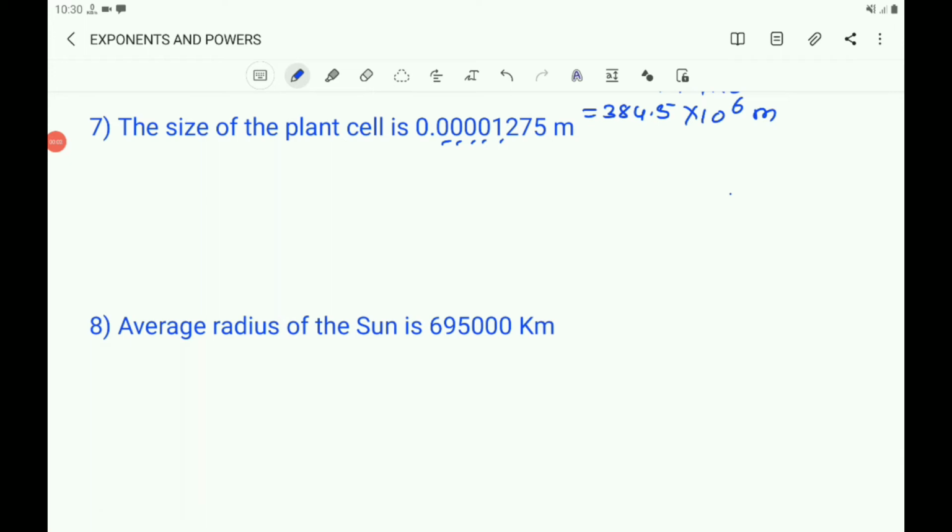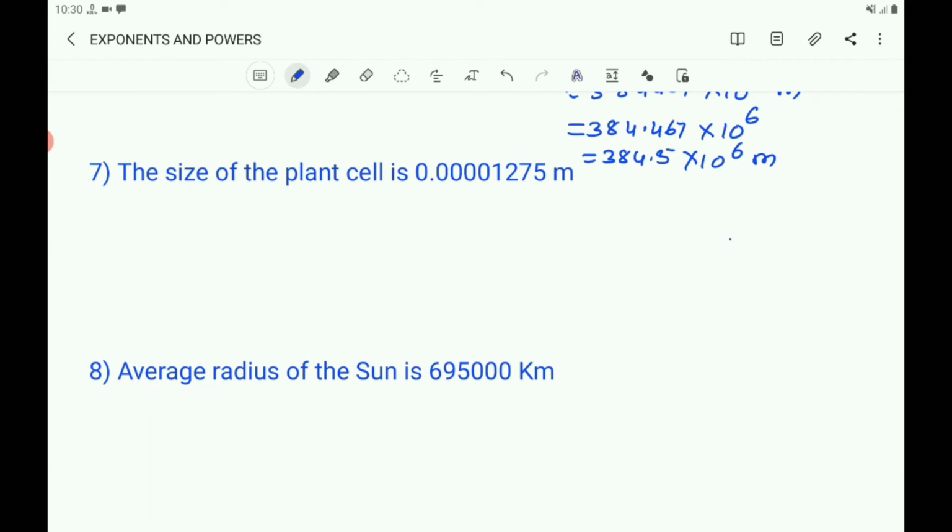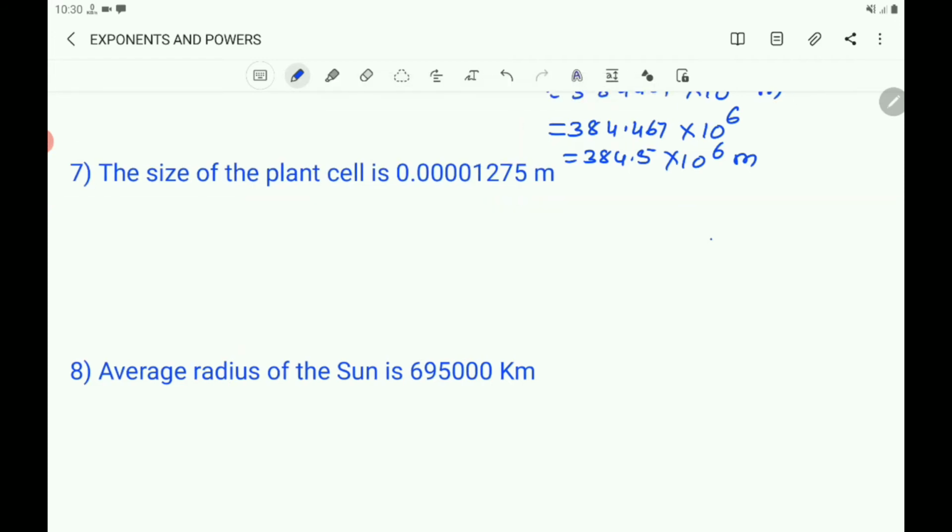Now the 7th one, the size of the plant cell is 0.00001275 meter. If you want to express this in terms of exponents, here the digits are 1 to 75, and if you move these 4 zeros to the left side, here you must take 10 to the power of minus 4, as it is the digits after the decimal point. So it becomes 0.1275. Here 1, 2, 3, 4, 4 digits are moved towards the left, so it becomes 10 to the power of minus 4.